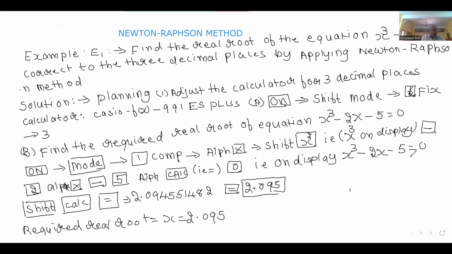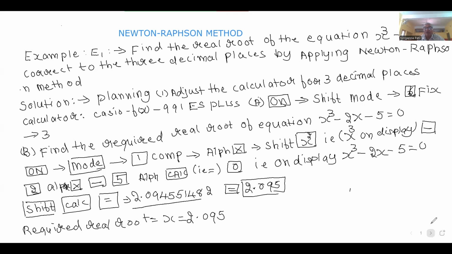Now, my dear friends, next is very important. Press the shift button, calculate button and equal to button. On the display of the calculator this value is coming, and press the equal to button, then 2.095. This is the required final answer of this problem. Required real root of the equation is x equal to 2.095.